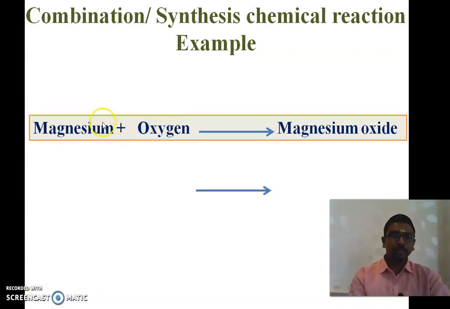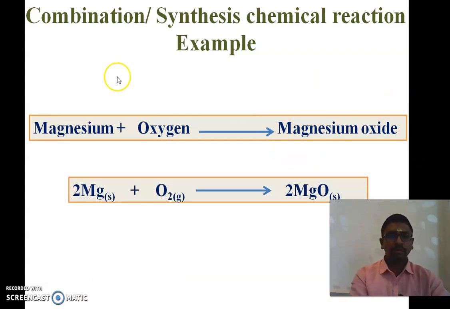Another example is magnesium plus oxygen. They combine to produce a single compound, that is magnesium oxide. Magnesium, the formula is Mg. Oxygen, the formula is O2. They combine and produce magnesium oxide. The magnesium oxide formula is MgO. Here the external factor is heat.